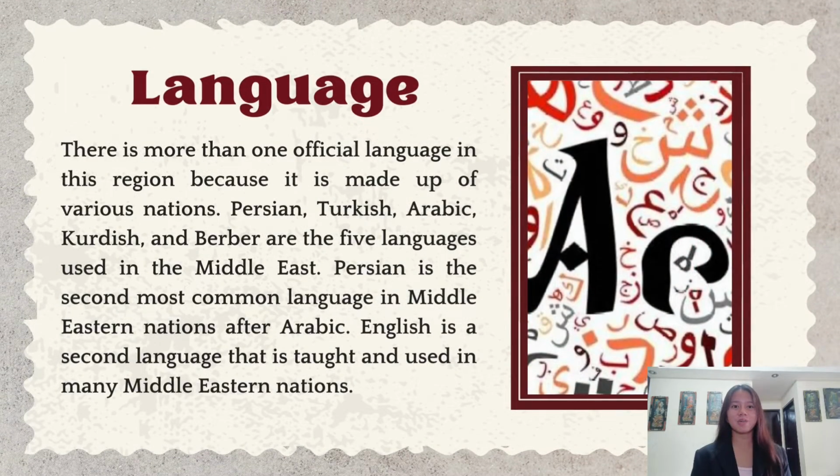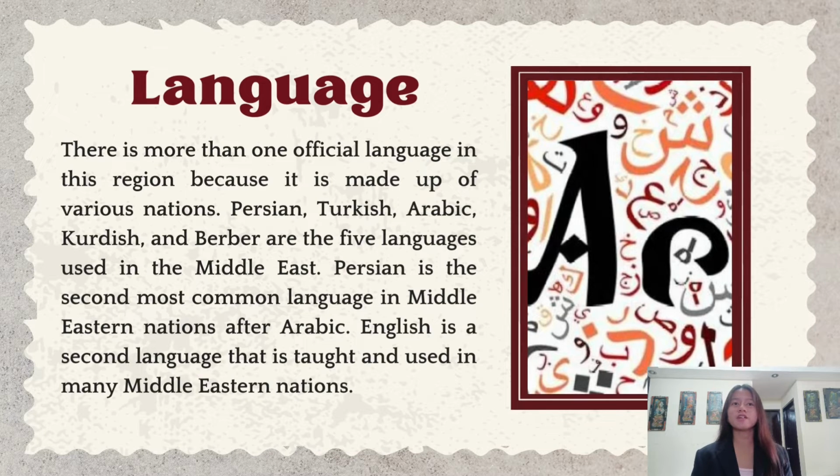As for the language, there is more than one official language in this region because it is made up of various nations. Persian, Turkish, Arabic, Kurdish, and Berber are the 5 languages used in the Middle East. Persian is the second most common language in Middle Eastern nations after Arabic. English is the second language that is taught and used in many Middle Eastern nations.